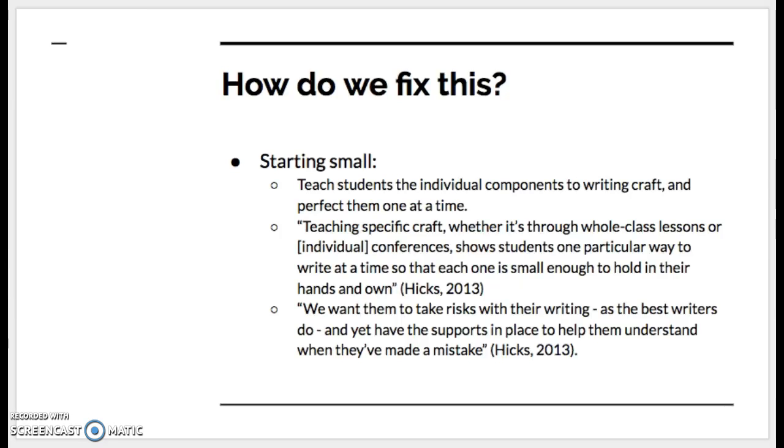We want them to take risks with their writing as the best writers do, and yet have the supports in place to help them understand when they've made a mistake.